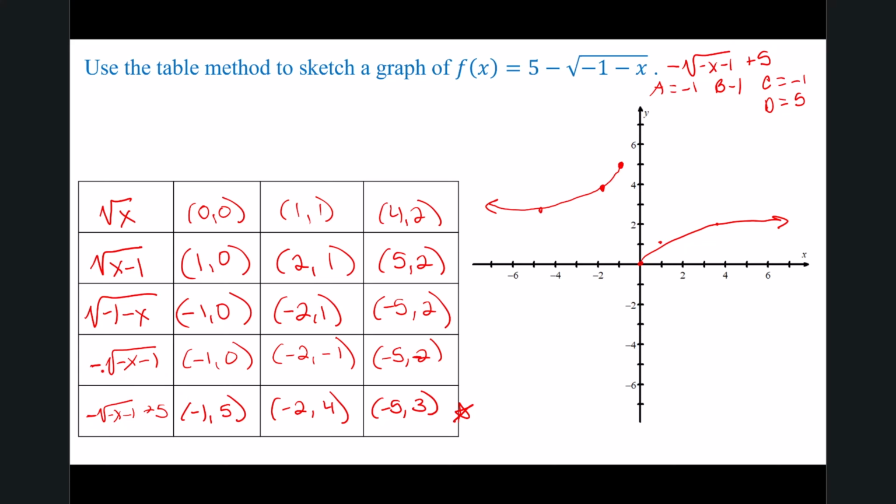Another thing you could do to make sure you have the right points at the end is to substitute into the original equation negative 1 for x and make sure you get 5 for y. Sub in negative 2 for x, make sure you get 4 for y, etc. That would just be a double check of how to do this.